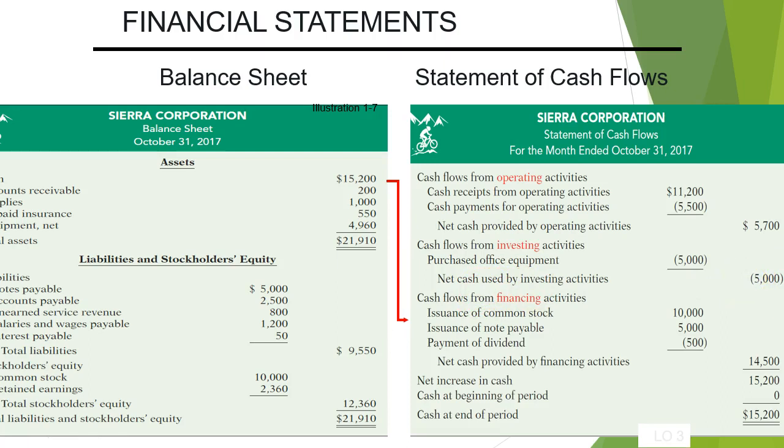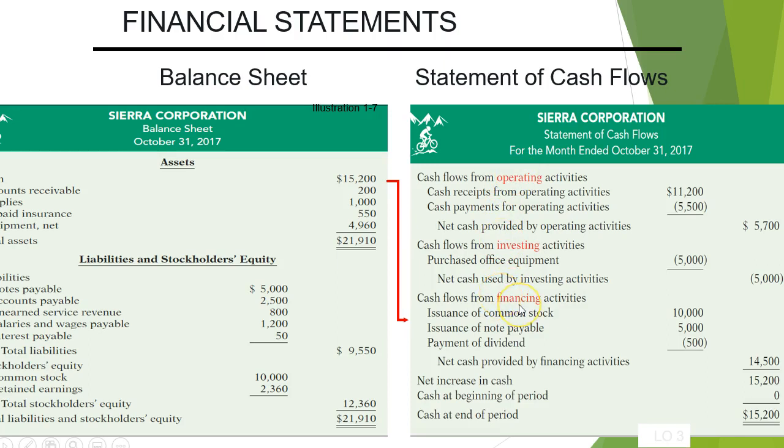And our goal is this. If I look at my balance sheet, I see that my ending cash balance was $15,200. Because this is my first month of operation, my beginning cash balance was zero. We're trying to figure out what type of activities caused the increase in my cash account. Did it come from operating activities? Did it come from investing activities? Or did it come from financing activities?